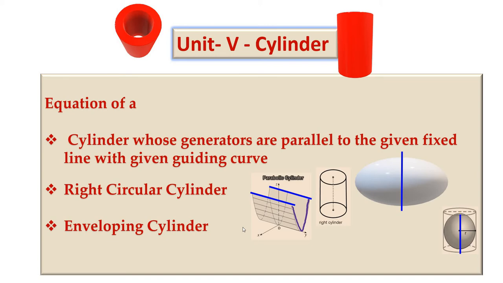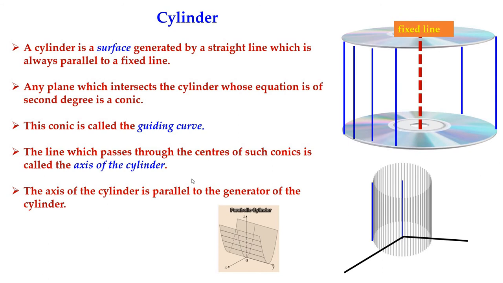So we have the definition of a cylinder: it is a surface generated by a straight line which is always parallel to a fixed line. Any plane which intersects a cylinder whose equation is of second degree gives a conic. So when we consider this, we get a conic, which can be either a parabola or an ellipse or even a circle. This conic is called the guiding curve.